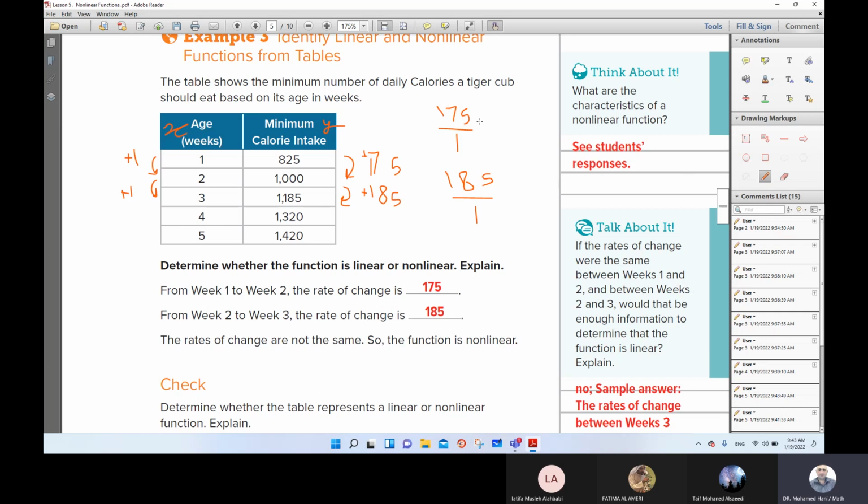So as you see, we have different rates of change. The rates of change are not the same. So the function is non-linear.